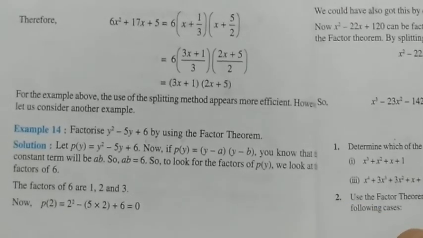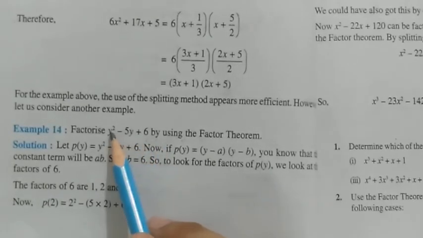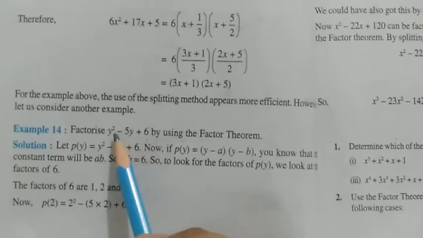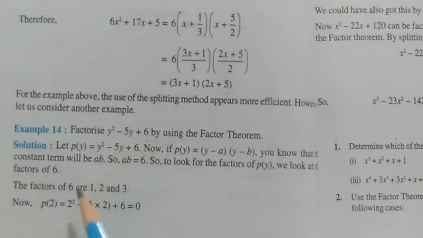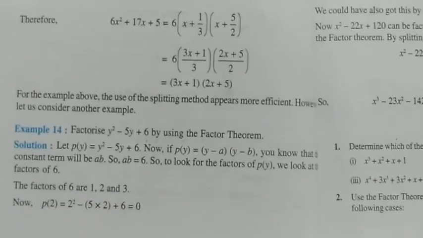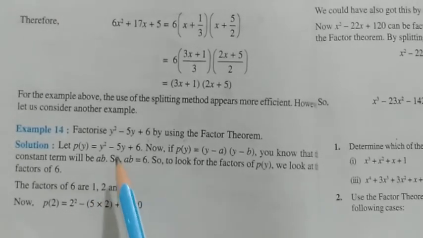Friends, let us see example number 14. Factorize y square minus 5y plus 6 by using factor theorem. So now first of all we have to multiply the coefficients of the polynomial. The coefficient of y square is equal to 1 and the constant term is 6. So 6 ones are 6. Now we have to find the factors of 6. So the factors of 6 are 1, 2 and 3. Now friends, we put the values 1, 2 and 3 in the given polynomial.